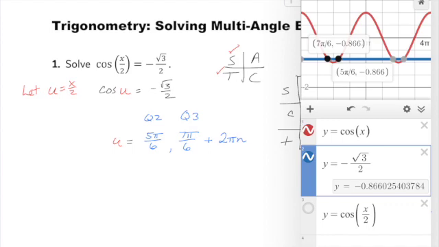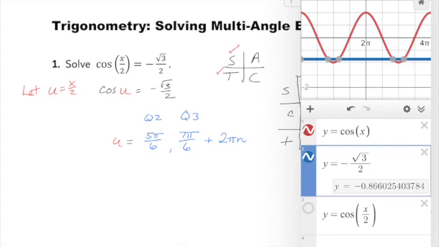And then it strikes it at two more places, 2 pi units later, at 17 pi over 6 and 19 pi over 6, and so on and so forth. If I keep scanning out to 6 pi, it's going to hit 2 more times, but it's just going to be 2 pi units away.